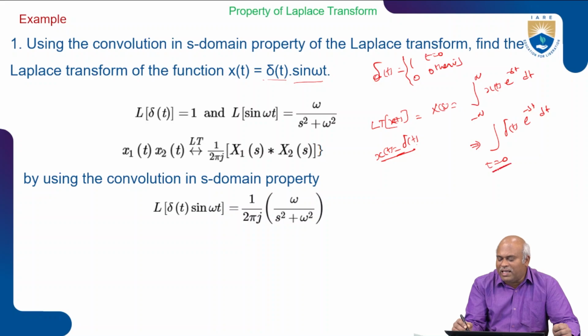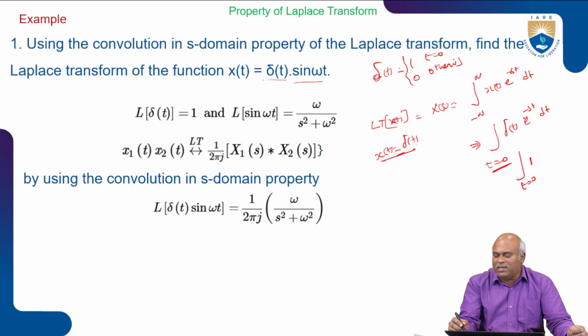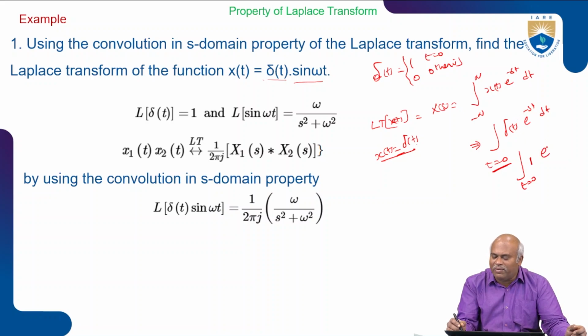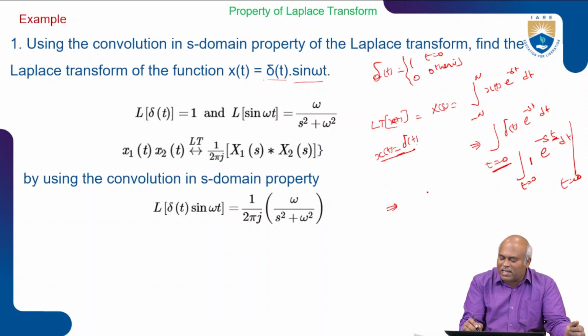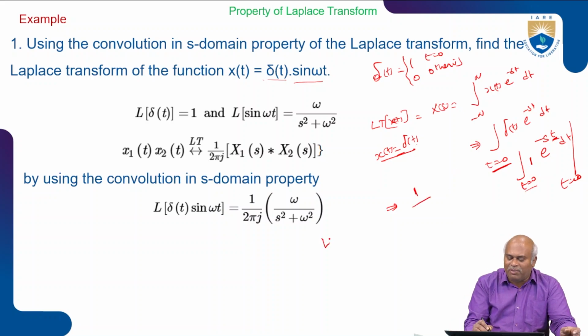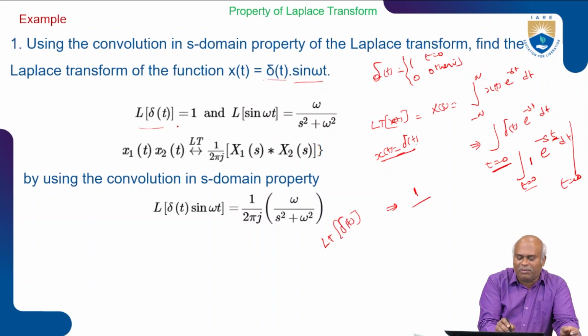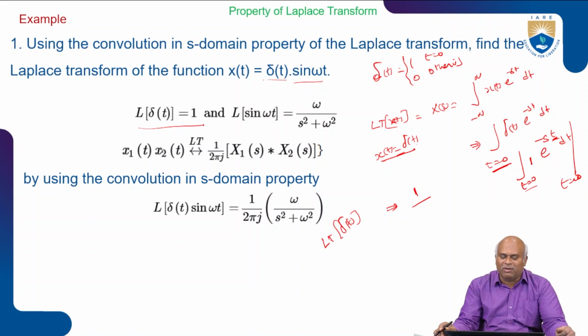Now at t equal to 0, the delta value is equal to 1. So the integral of delta of t, e power minus s t dt, as t tends to 0: if we substitute t tends to 0 here, the integration is represented as a value of 1. That's why we got only one value. So the Laplace transform of delta of t is equal to 1. I should write here: Laplace transform of delta of t is equal to 1.